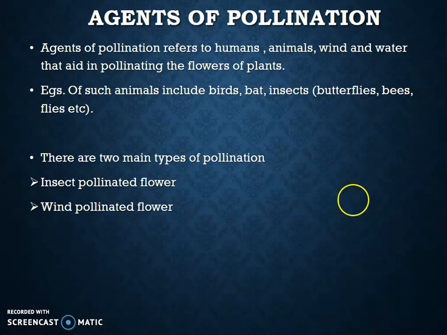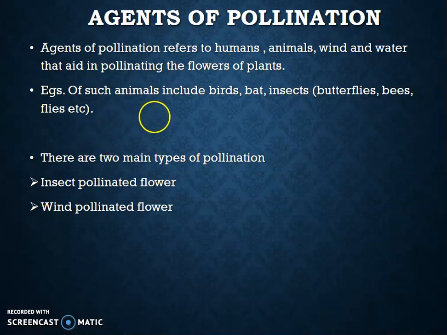Agents of pollination. Agents of pollination refers to the humans, animals, wind, water, any possible means by which pollen grains are transferred from an anther to a stigma. Examples: we have birds, we have bats, we have insects, which have different colors, butterflies, bees, flies. All of these help pollen grains to be transferred.